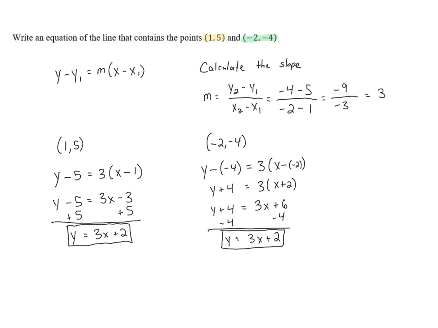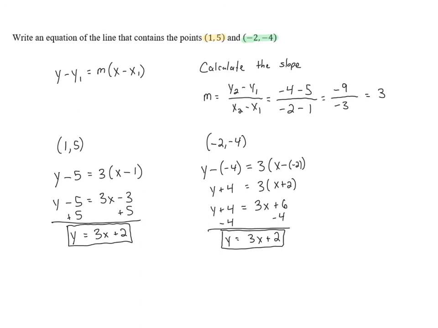We can see that it doesn't matter which point we used. If we used (1, 5) or (-2, -4), we still ended up with the same answer in the end: y equals 3x plus 2. So once you have a point and the slope, it doesn't actually matter which point you're using so far as you simplify your answer in slope-intercept form.